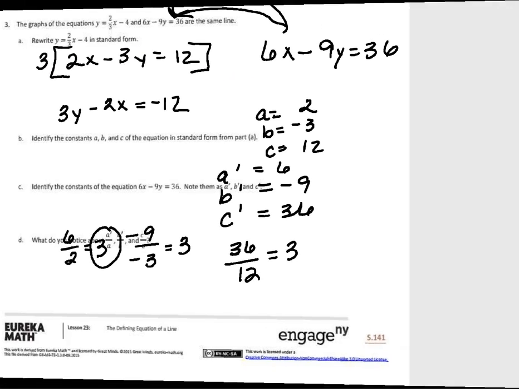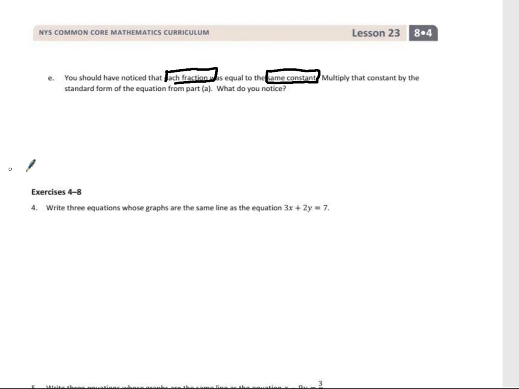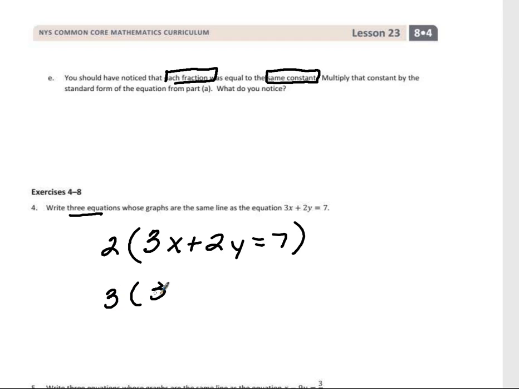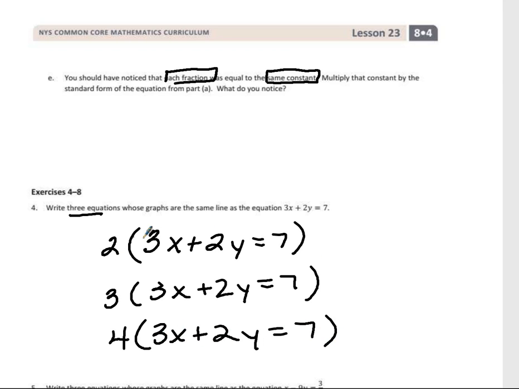So as we take a look at number 4, where it says write 3 equations whose graph is this. Well, if this is the first one, all I have to do is multiply that by different numbers. So I can multiply it by 2 and get an answer, multiply it by 3 and get an answer, multiply it by 4 and get an answer. So 2 times 3x is 6x. 2 times 2y, 4y. And 2 times 7, 14.